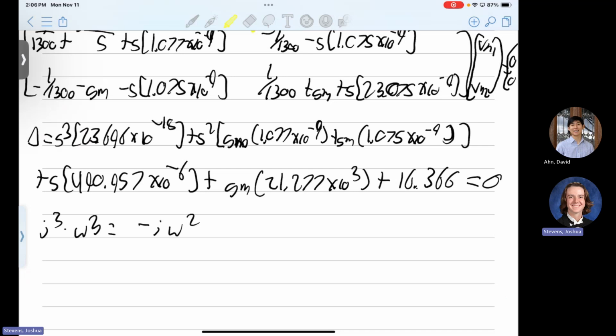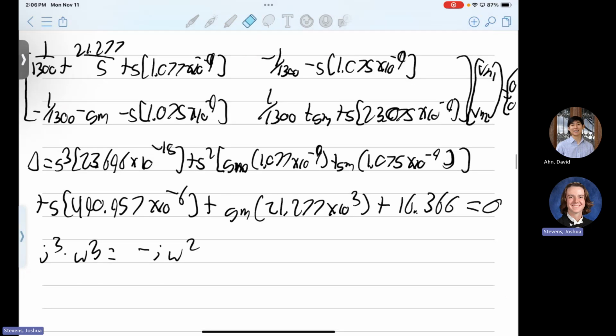That's not supposed to be squared. That's supposed to be, oh my God. Why is this not working for me? There we go.